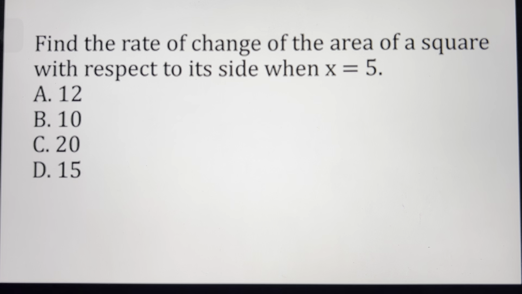Find the rate of change of area of a square with respect to its side when x equals 5. So the area of a square is x squared. Derivative of both sides with respect to x, and that will be dA/dx is equal to 2x. When x equals 5, that will be equal to 10.